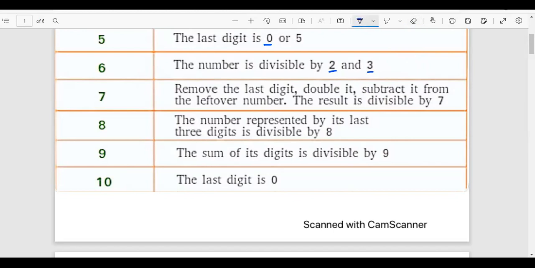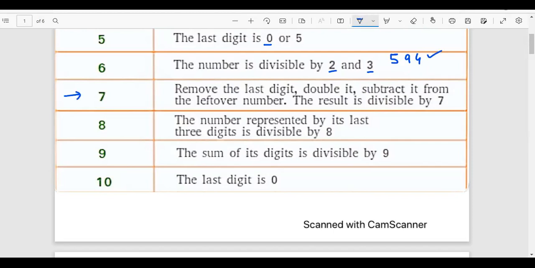Yes, very good. Let's talk about another example. Please check this out and let me know if it is divisible by 6 or not. Yes, ma'am, this is divisible by 6. Very well done, excellent. Because it is divisible by 2 and is divisible by 3. Very good.